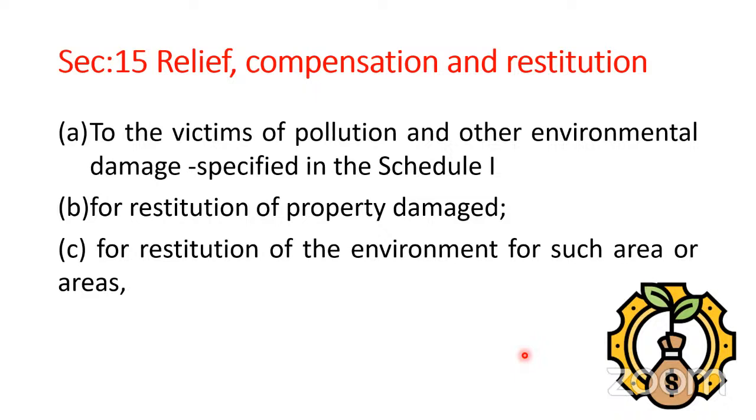So first they will get compensation if it falls under Schedule 1. Next, restitution of the property damaged. Next, the restitution of environment for such area or areas. So these relief, compensation and restitutions are in addition to the relief provided under Public Liability Insurance Act 1999. So under the Public Liability Insurance Act you already get a compensation, and these compensations are in addition to that. Okay.